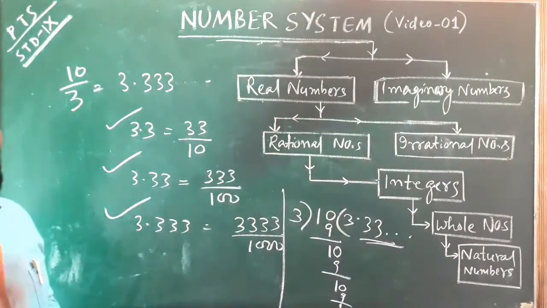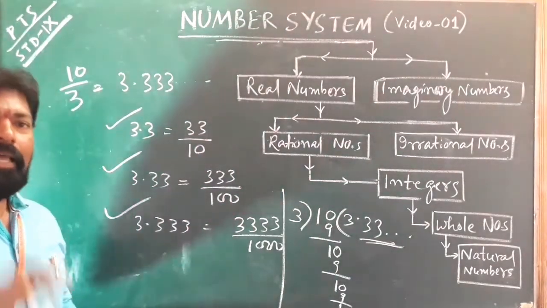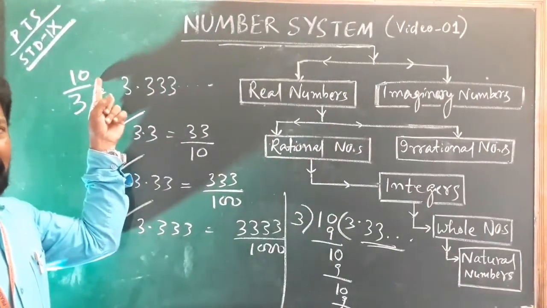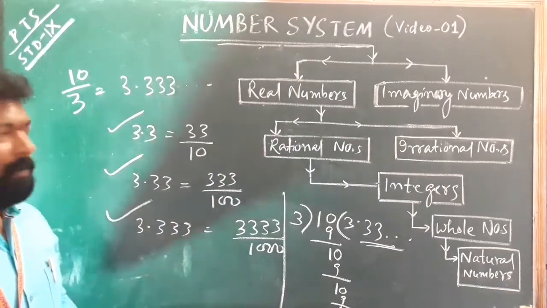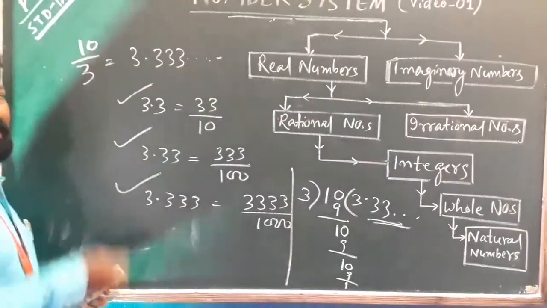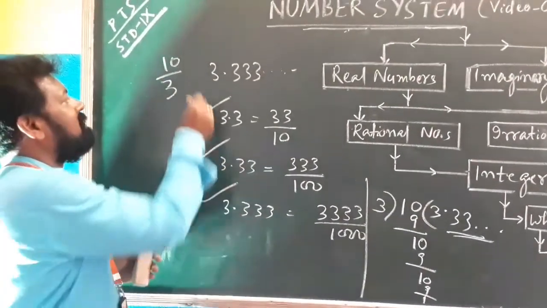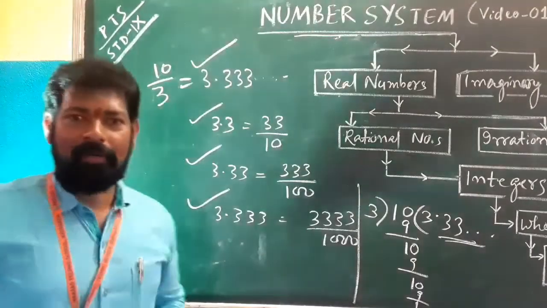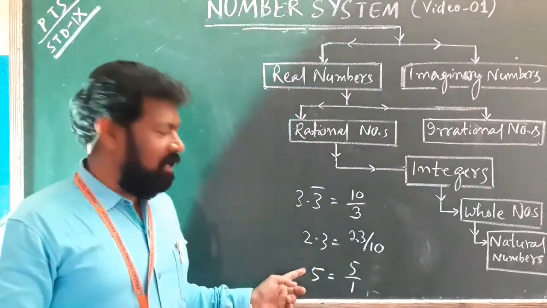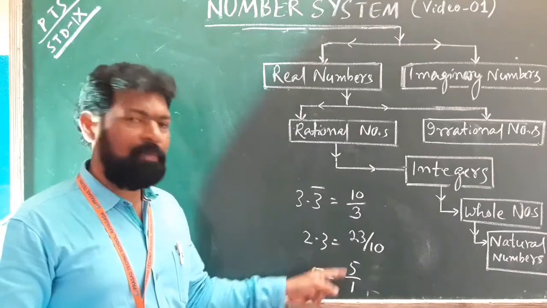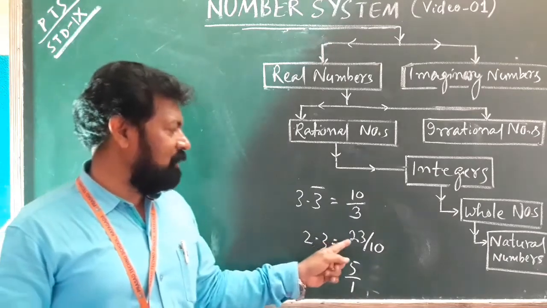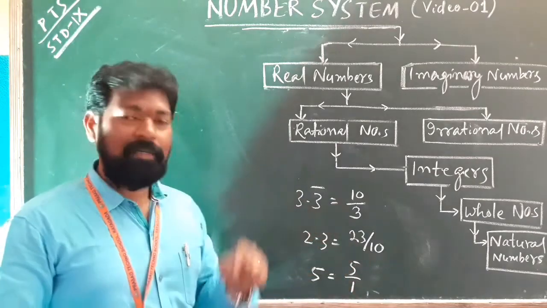This is also rational. Why? Because as per the definition of rational numbers, if any number is represented in the form of a fraction, provided the numerator is an integer and the denominator is an integer, it is a rational number. So 3.333 and so on can be represented as 10 divided by 3. Hence, this is also your rational number. Coming to rational numbers, 5 is a rational number because 5 can be represented in the form of 5 by 1. Both numerator and denominator are integers and the denominator is not 0. 2.3 is 23 by 10, and even 3.3 bar is 10 divided by 3.